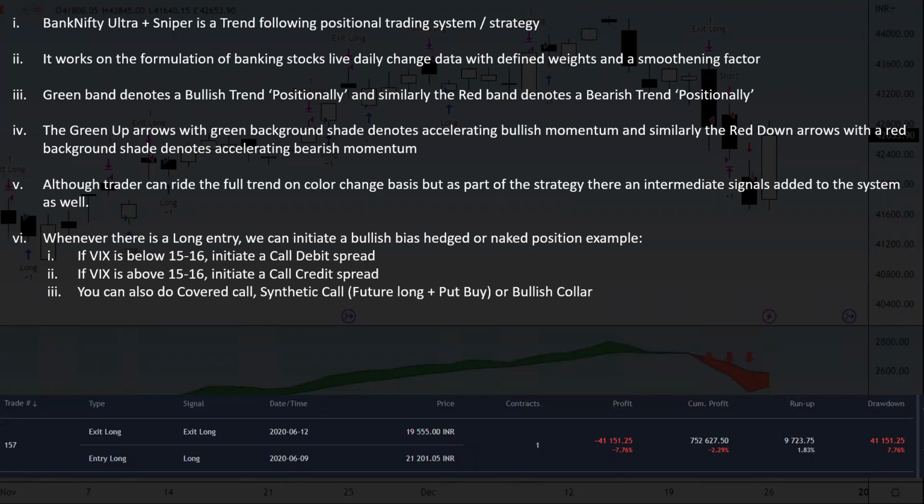But these are general instructions for the beginners who are looking at the presentation today, to decide what kind of spread trade they want to do. If India VIX is very low, they should do a debit spread. If India VIX is high, they should do a credit spread. You can also do a covered call for beginners, meaning futures, we are bullish, we are long futures, and we are selling an OTM call or an ATM call. So that is a covered call.